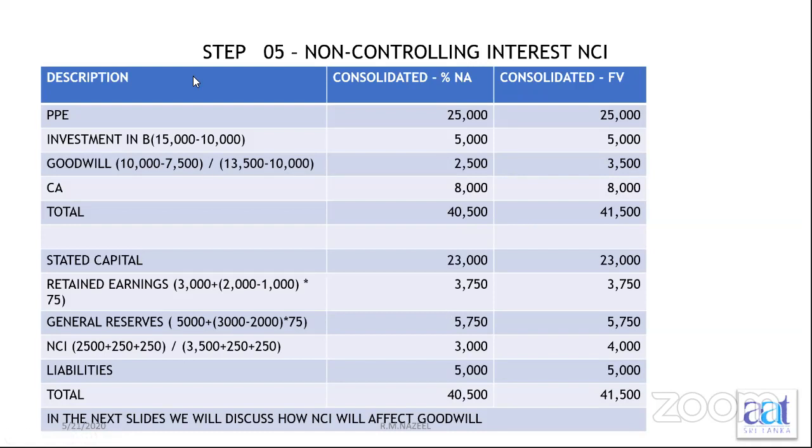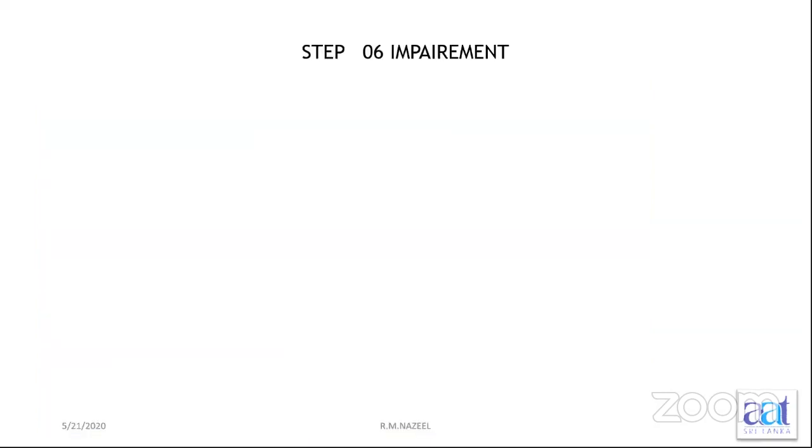I want you to see the variation in the slide. The previous example and the current example were almost the same, but here goodwill has changed, NCI has changed. Why? Under the fair value method, NCI had a higher value, therefore the goodwill has changed, right? Now step number 6, which is very important, impairment. We know there are 2 goodwills that come in. Based on the goodwill, impairment will have a bearing, right?